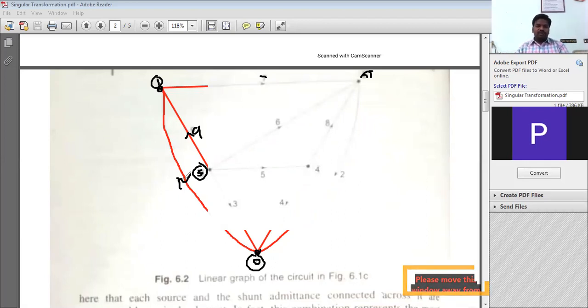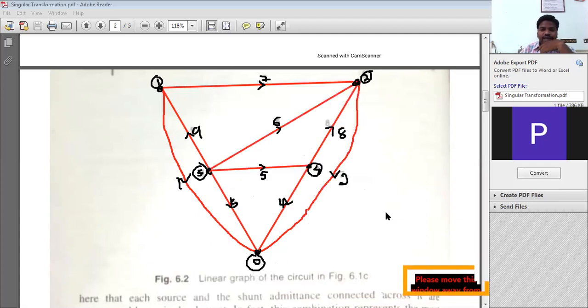Now see here, first element number 1. Element number 1 is connected in between the first node and the reference node. Element number 2, this one. Element number 3, element number 4, 5, 6, 7, 8. So this is element number 3, and element number 4, and this one is element number 2. Okay, so please try to draw this figure. Try to draw this graph.